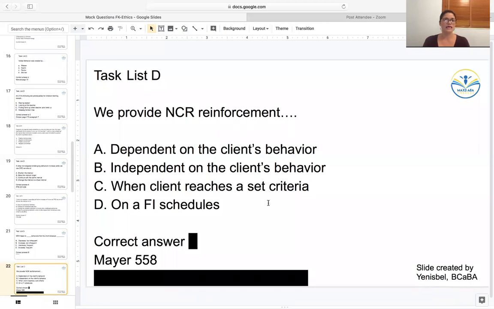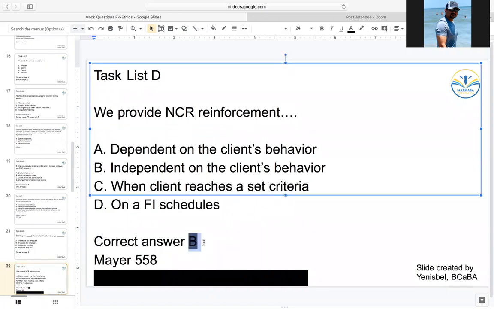Okay. Task list D: we provide NCR reinforcement. Think about this one. A, dependent on the client's behavior. B, independent of the client's behavior. C, when the client reaches a set criteria. D, on an FI schedule. Independent of the client's behavior. Nice. That was fast.